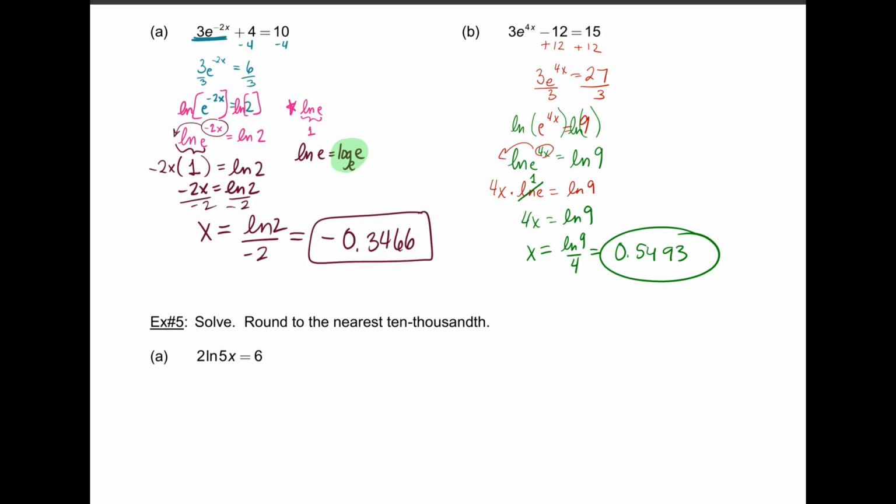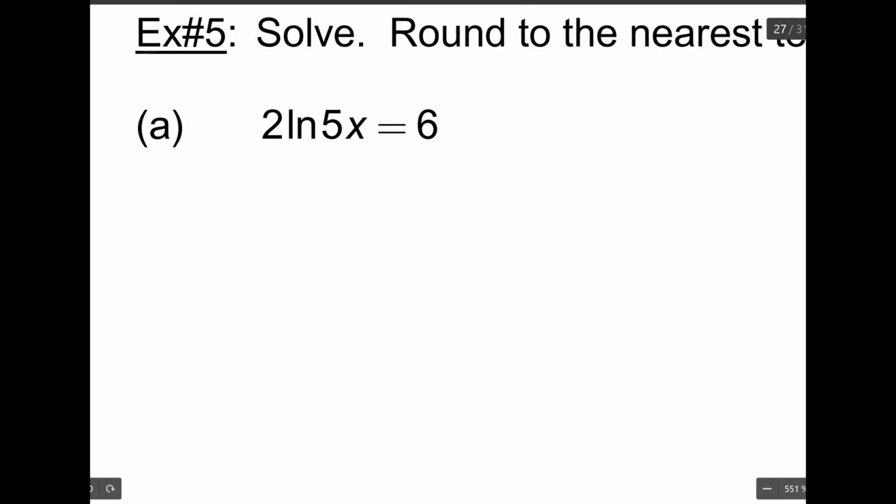All right, let's try to solve the next one. This is a little harder because I have an ln and I want to solve for x. It's more or less doing the opposite of what we did last time. First, let's get the ln by itself. Divide both sides by 2. So I have ln of 5x equals 3.